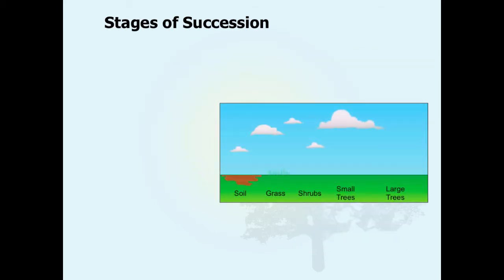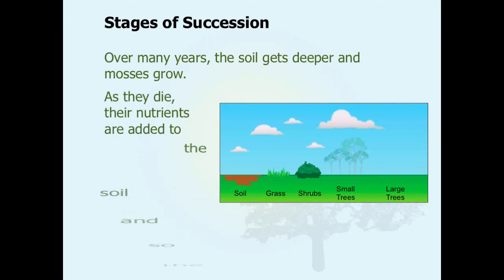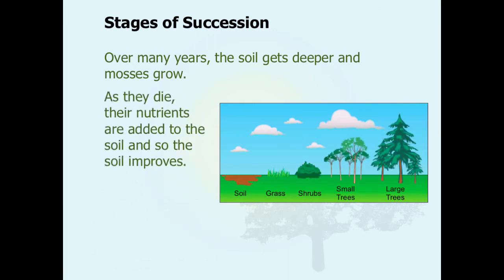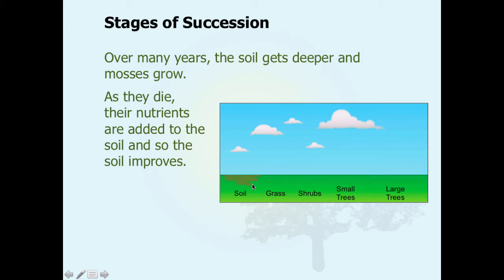So let's go through the stages. Over many years, the soil will get deeper and mosses will start to grow. As the mosses and the lichens start to die, their nutrients are going to be added to the soil to help improve it. So this picture is showing us ecological succession. First, you have the lichen on the rock, which makes soil.